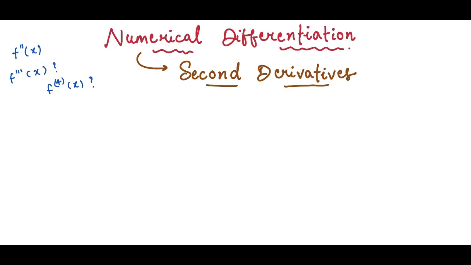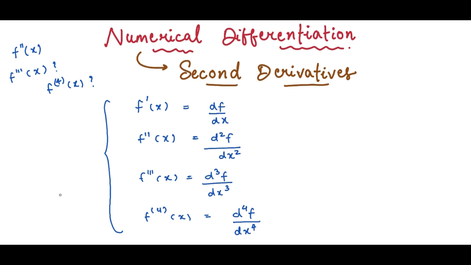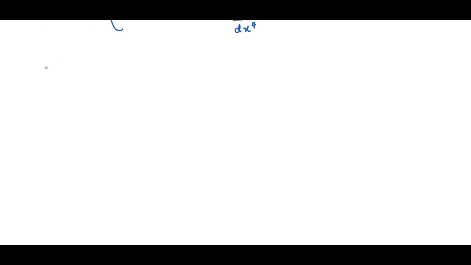Before going into the numerical formulas, let's understand the terminology. The first derivative is f dash, defined as df over dx, and the second derivative is f double dash, d2f over dx2, the third derivative is d cube f over dx3, and the fourth derivative is d4f by dx4. In numerical differentiation, we can approximate these derivatives using the function values in a finite difference table. Let's start with the most important formula, the central difference formula for the second derivative.